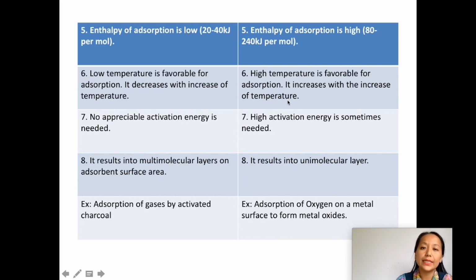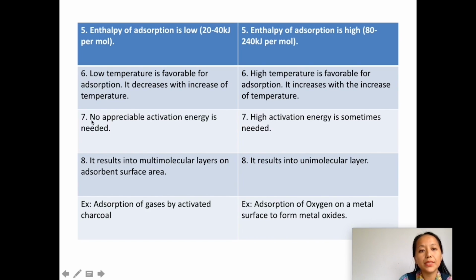So the reason for that is, in the case of chemisorption, the molecules need a certain amount of activation energy for the chemisorption to take place. For the formation of the chemical bond, a certain amount of activation energy is required, which can be easily attained if the temperature is high. Therefore, high temperature is favorable for chemisorption, whereas in the case of physical adsorption, high temperature tends to dislodge the adsorbate. Therefore, low temperature is favorable for physical adsorption.